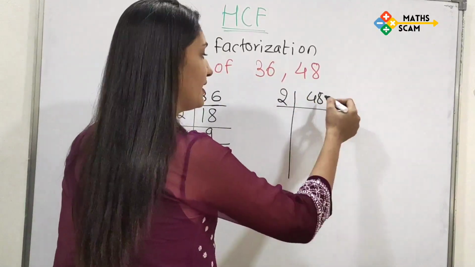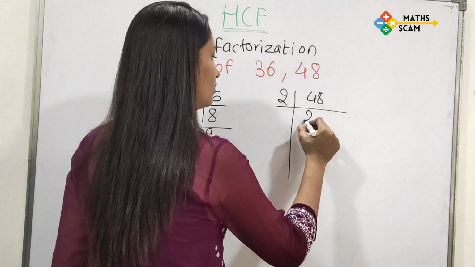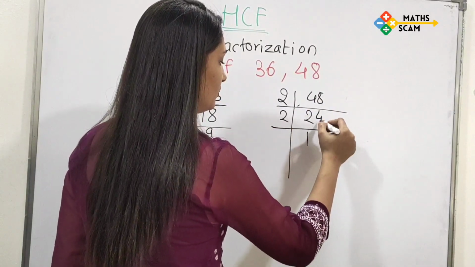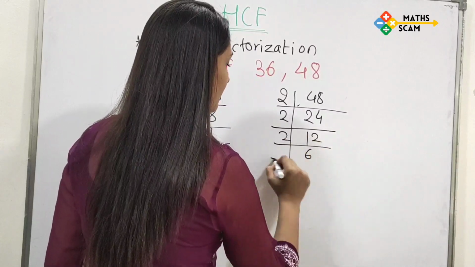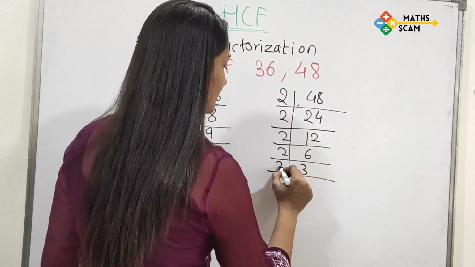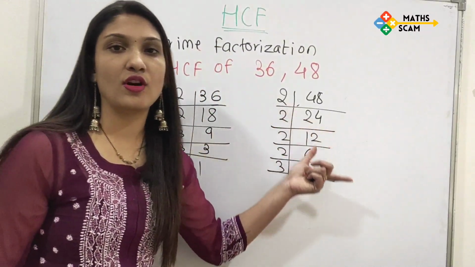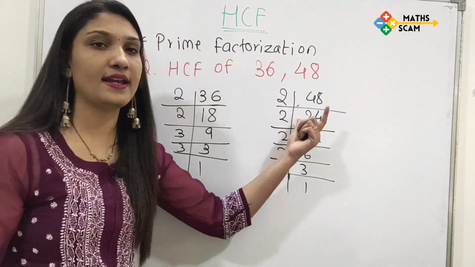Can 2 divide 48? Yes. 2 2s are 4, 2 4s are 8. Then 2 2s are 4, 2 1s are 2, 2 2s are 4. 2 6s are 12, 2 3s are 6, 3 1. Okay, now we have got the factors of 36 and 48.